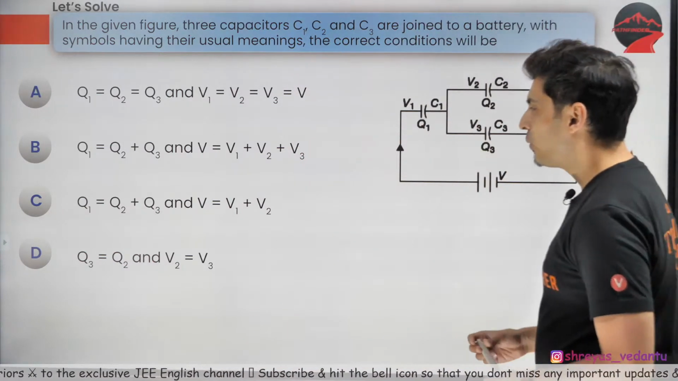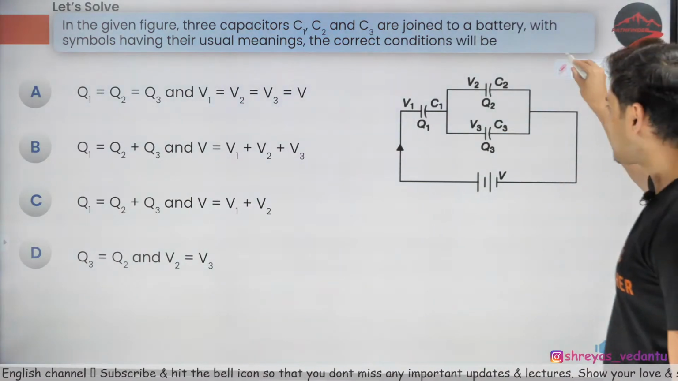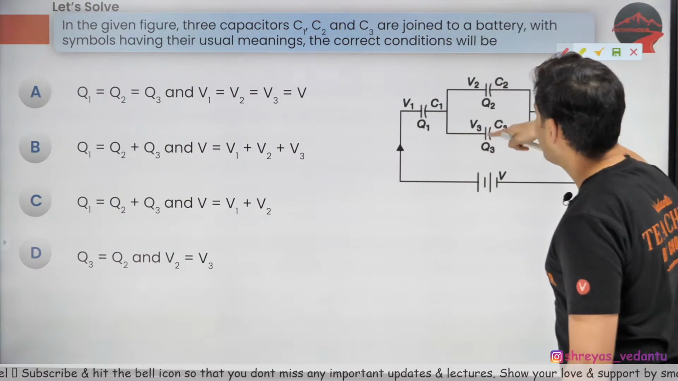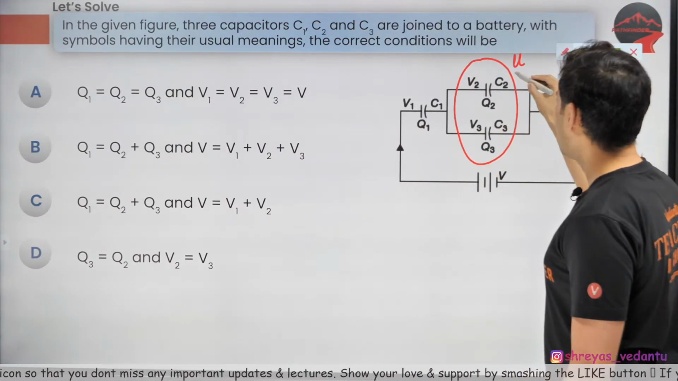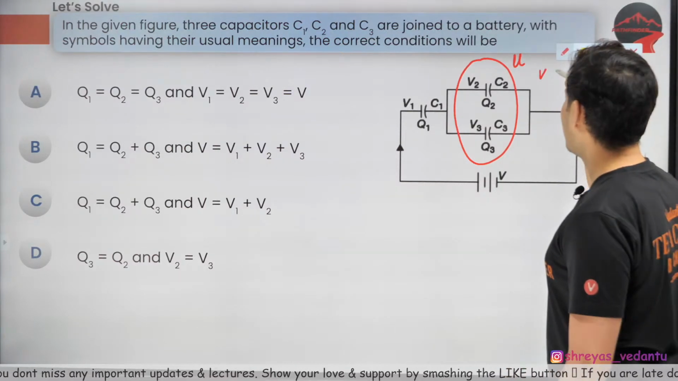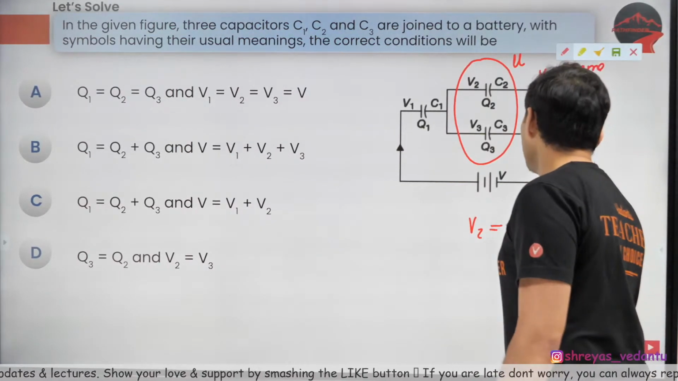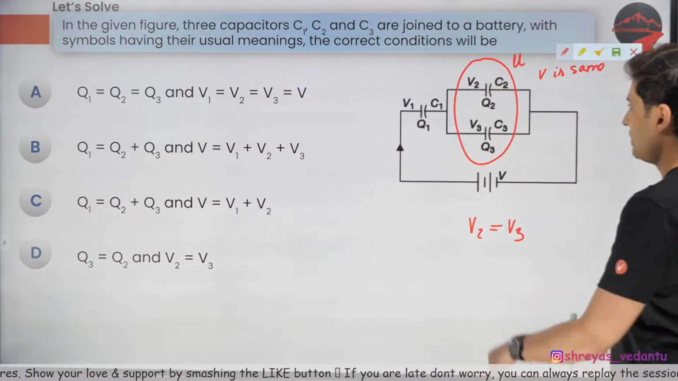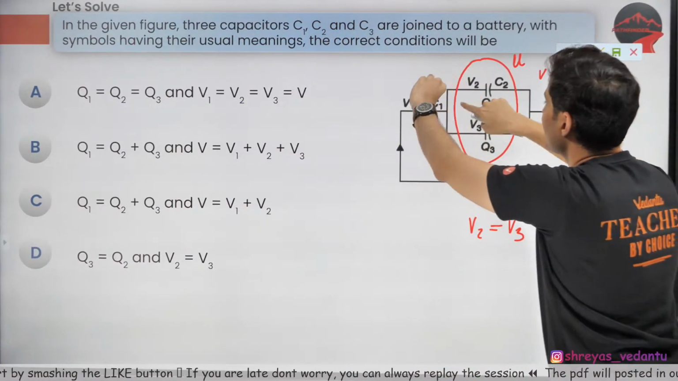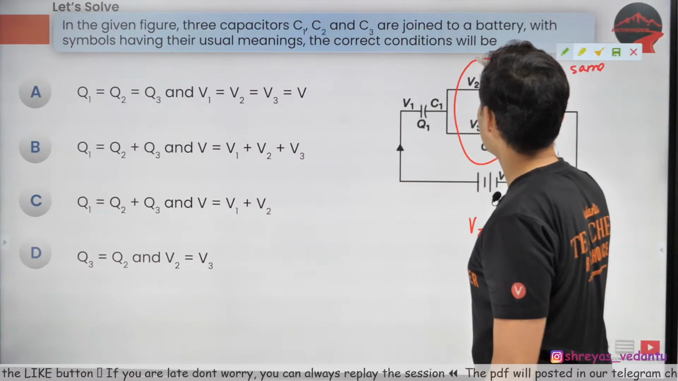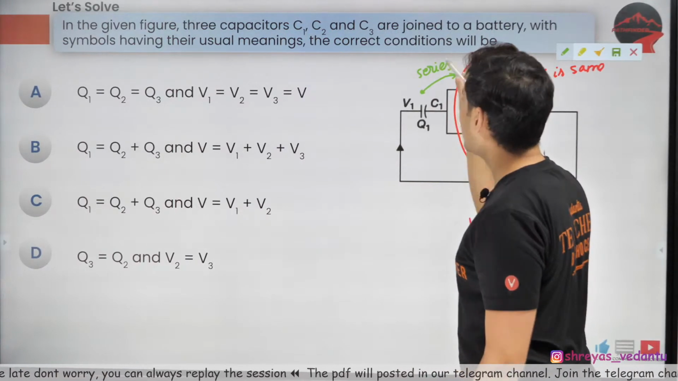Well, let's figure this out. First of all, see guys, these two capacitors are in parallel. In parallel, what happens? In parallel, the voltage is the same, correct? So therefore, V2 will be equal to V3. That's the first thing that you should realize. And this capacitance is in series with this. So this and this, these both are in series. And in series, what is the same?